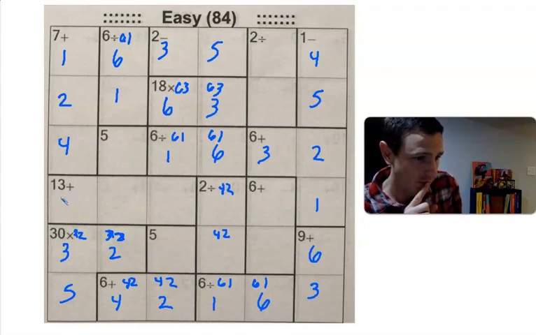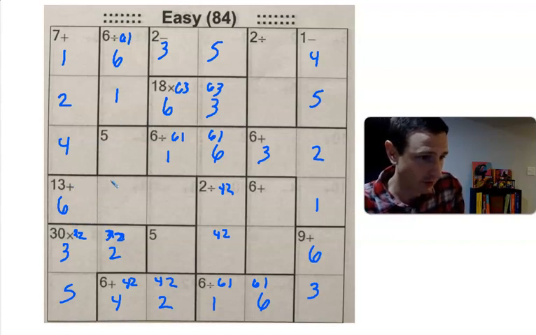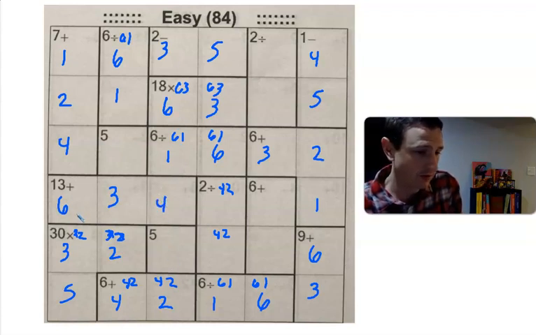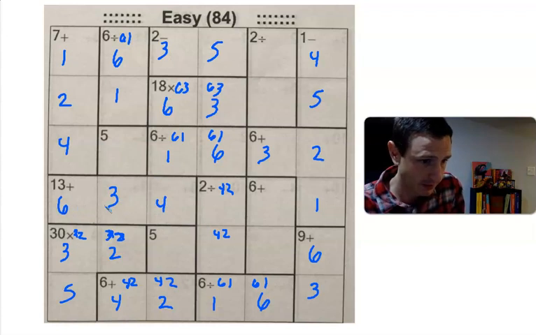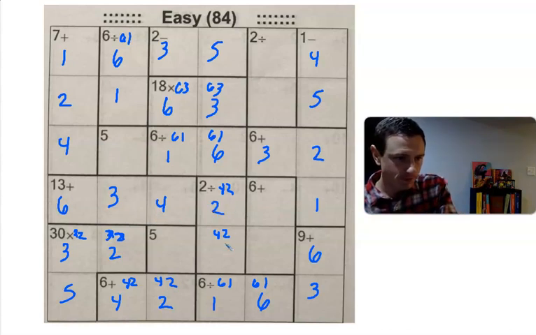Six, five, four, three, two, so six. And then this should fall into place. Six, five, four, three, two, one. Let me just check this box here. Six plus four is 10, plus three is 13. Cool. Two, four, five, one.